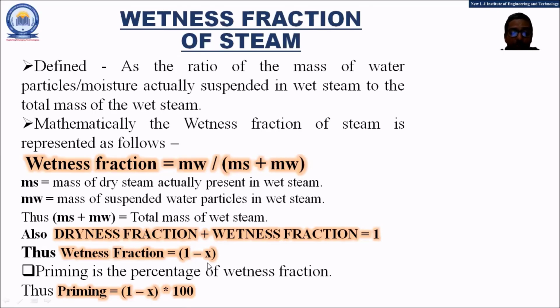And friends, the final point, priming. When the wetness fraction is required to be expressed in percentage, it is known as priming. So priming mathematically is represented as priming is equal to 1 minus x into 100, where 1 minus x represents the wetness fraction multiplied by 100, because we need to calculate this value in terms of percentage.